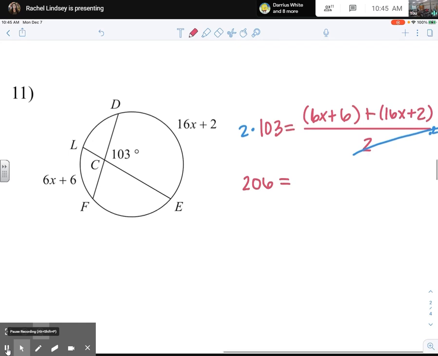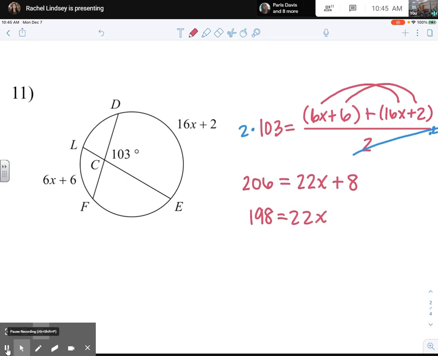So 6x plus 16x gives you 22x. And 6 plus 2 is 8, so plus 8. Subtract 8 from both sides. And what do you get? 206 minus 8 is 198, so 198 equals 22x. Divide 198 by 22. And what is x equal? 9.